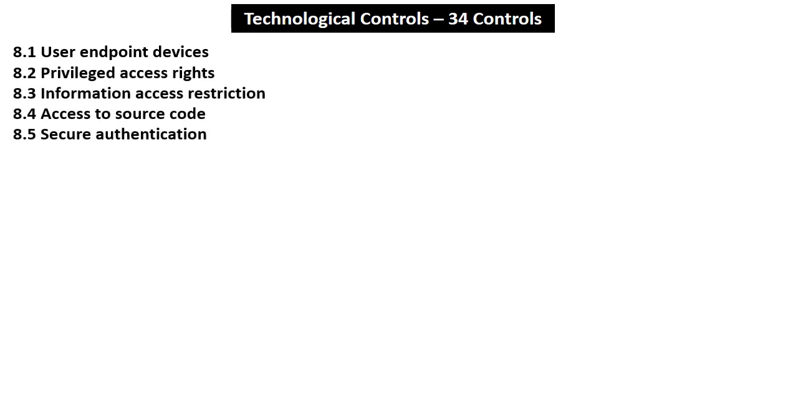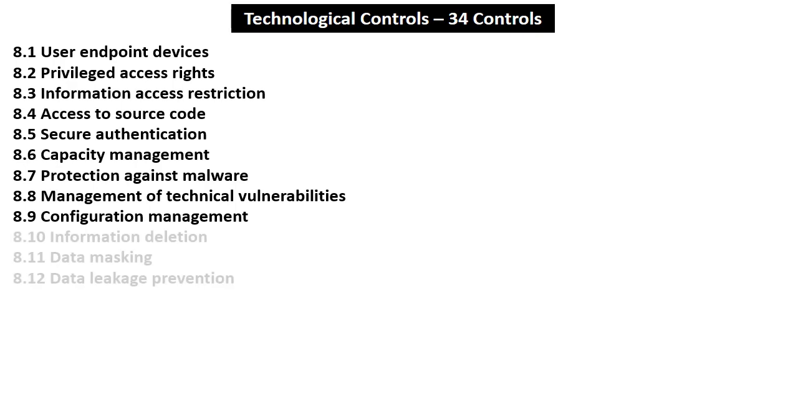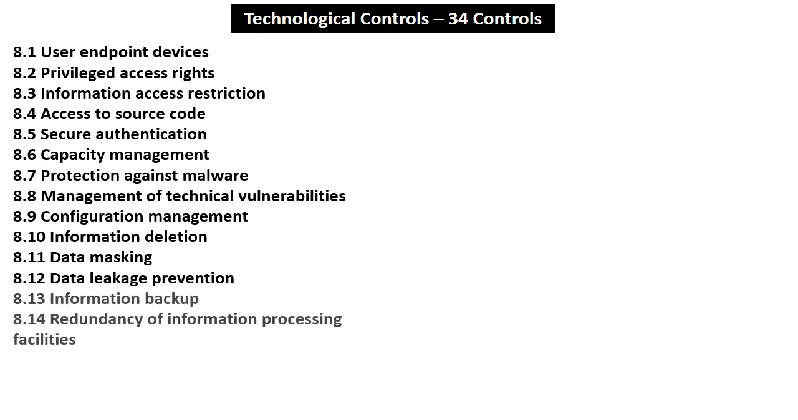In clause 8, technological controls, 8.1 is a new control that talks about securing information at the endpoint level. 8.2 and 8.3 to 8.5 are the tech controls related to access management. 8.6 is the capacity management of storage, telecom, computing, etc. 8.7 and 8.8 talks about controls against malware and vulnerabilities. 8.9 deals with baseline configuration management. 8.10, 11 and 12 are new security controls for privacy related matters. 8.13 and 8.14 are controls for backup continuity.